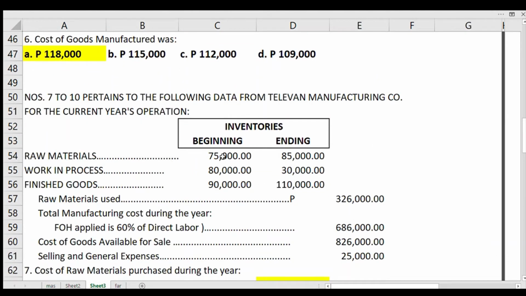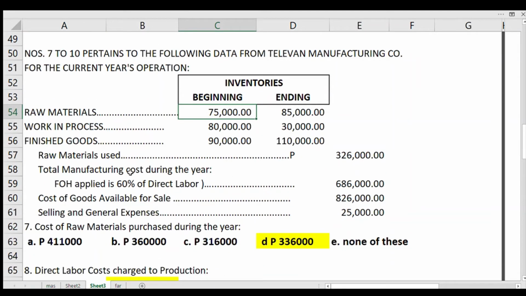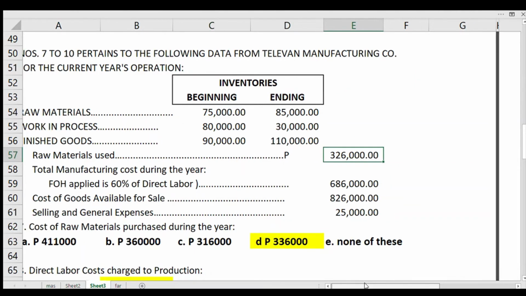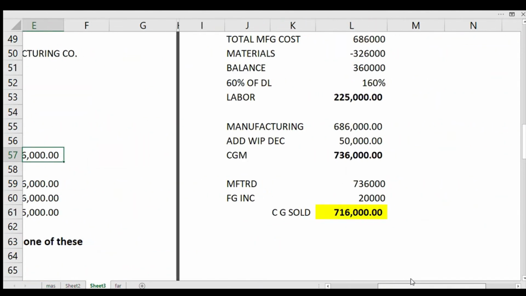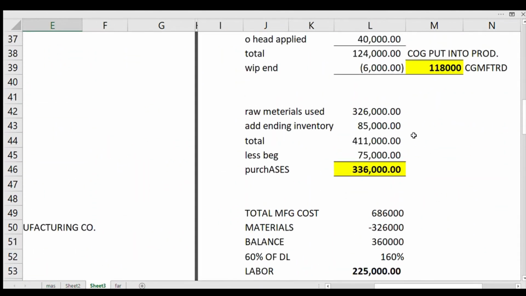Because 75,000 plus, okay, given. The 326 is already given. So, we have no problem with the raw materials used. We just add the ending inventory, because this total is 1,000. That is your total raw materials. So, we now got the total raw materials.